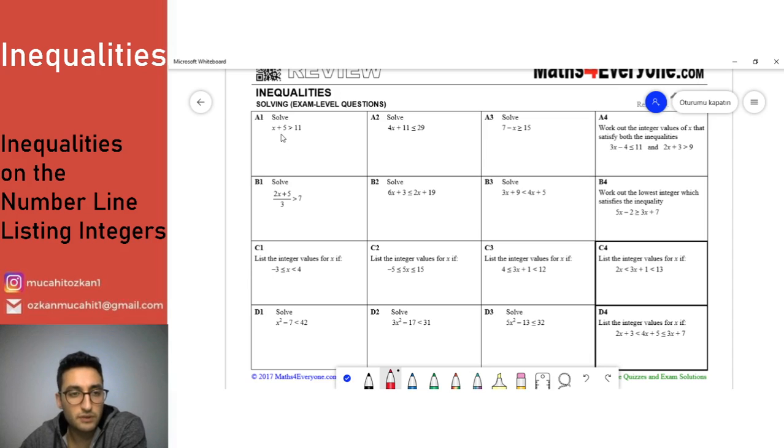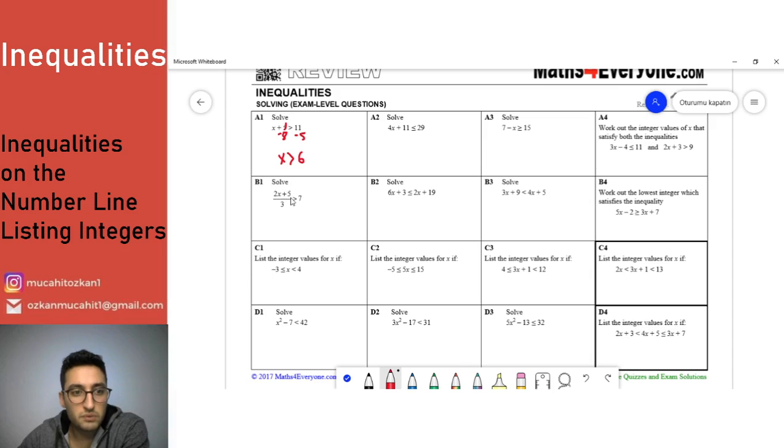In the first one, x plus 5 is greater than 11, and I'm looking for single x: x, inequality sign, and a value. That's why I need to get rid of everything right next to x. Here I need to subtract 5 from both sides. And these 5's cancel each other out. Then x is greater than 11 minus 5. 6 is the final answer.